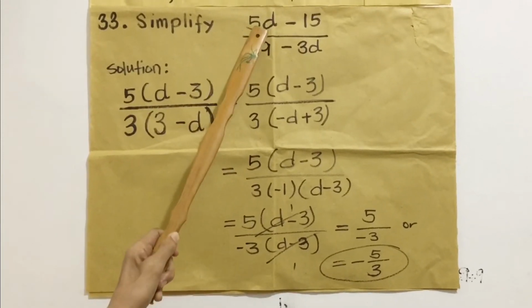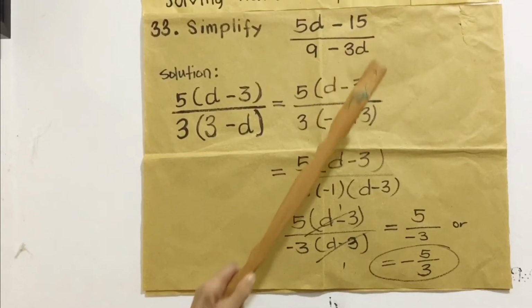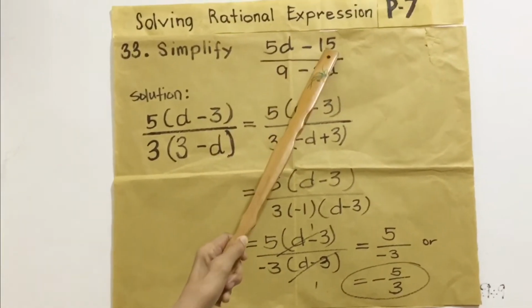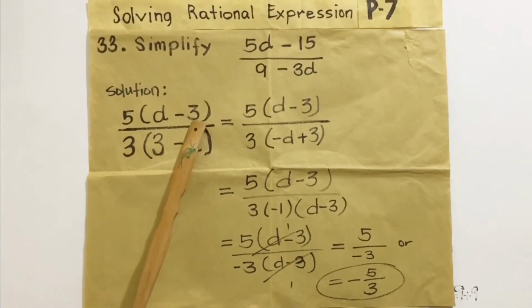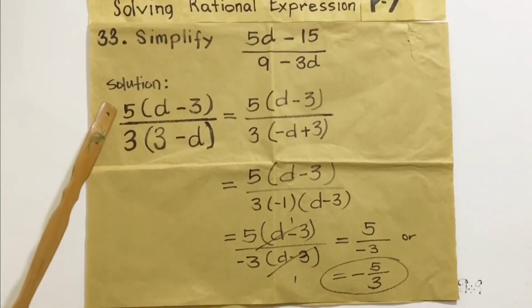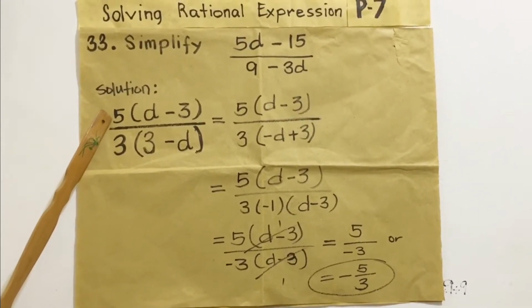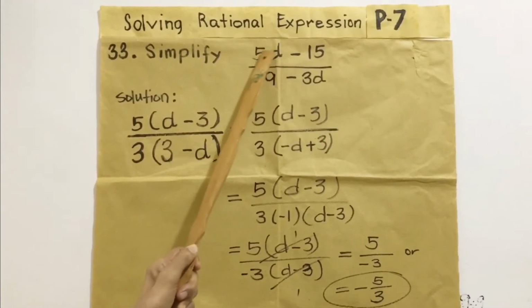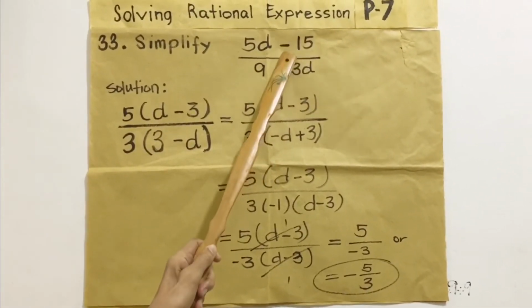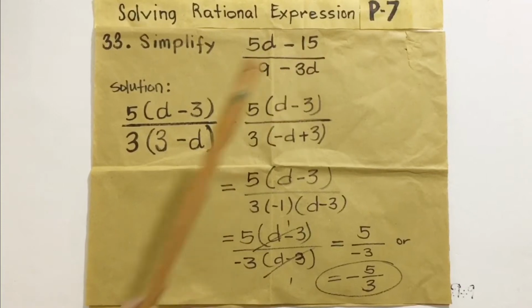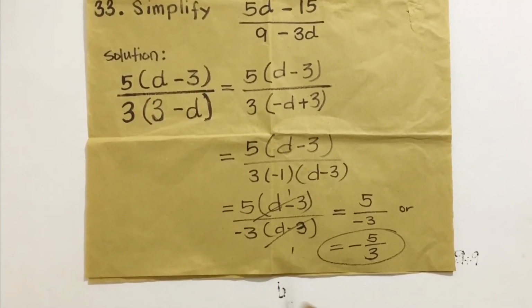The factor of 5d and negative 15: the factors of 15 are 5 and 3, and 5 is the common factor, so we have to divide. 5d divided by 5 equals d, and negative 15 divided by 5 equals negative 3.